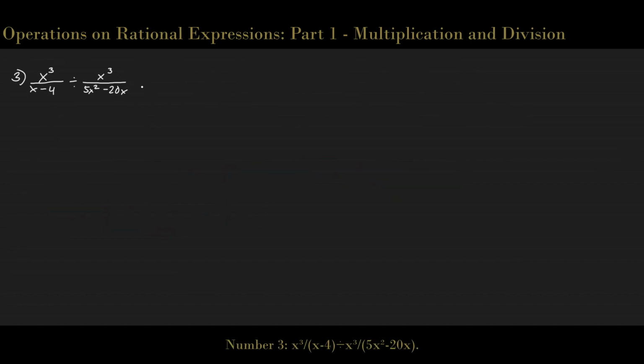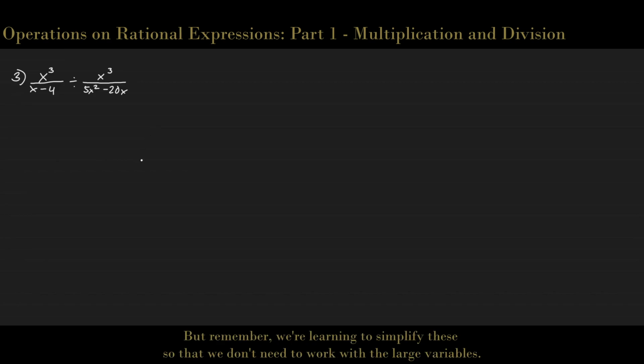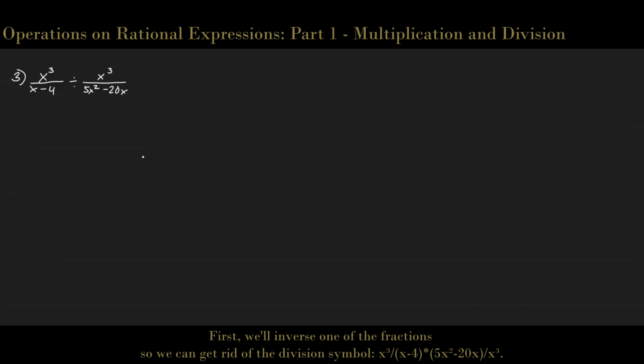Number 3, x cubed divided by x minus 4 divided by x cubed divided by 5x squared minus 20x. Now we're asked to divide two rational expressions. We see some large degree variables in this expression, but remember, we're learning to simplify these so that we don't need to work with the large variables. First, we'll invert one of the fractions so we can get rid of the division symbol. x cubed over x minus 4 times 5x squared minus 20x over x cubed.